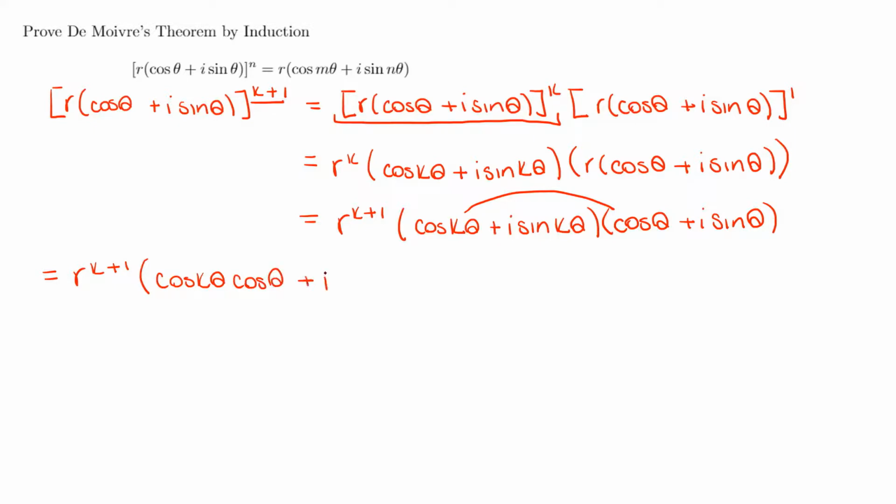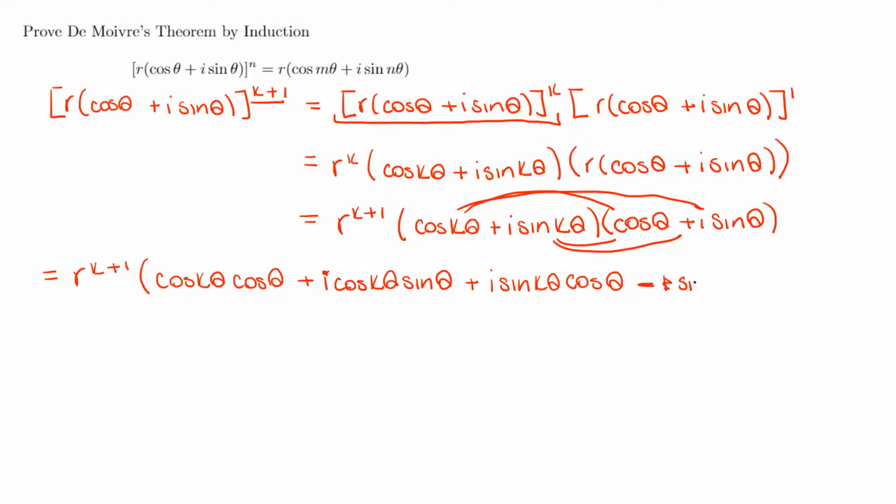We can multiply the next ones. So we'll have i multiplied by cos k theta sine theta. And then if we do the others, we're going to get plus i sine k theta cos of theta, and then finally we're going to have an i multiplied by an i, which is an i squared, but we know in complex numbers, i squared is equal to minus 1, so we can just go ahead and put the minus 1 there. So we'll have minus sine k theta sine of theta.